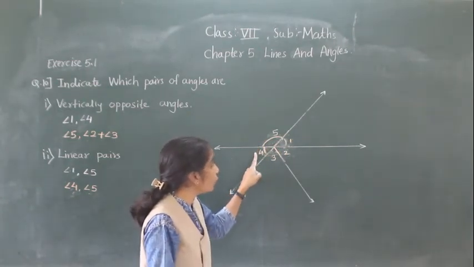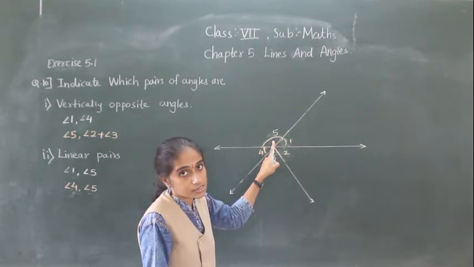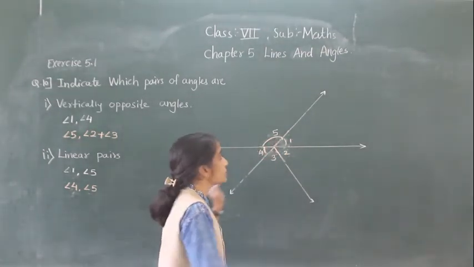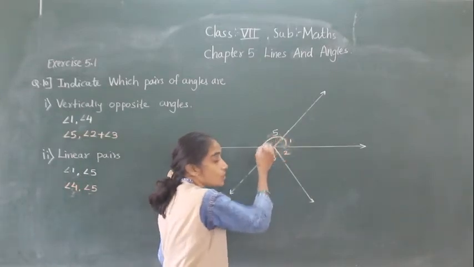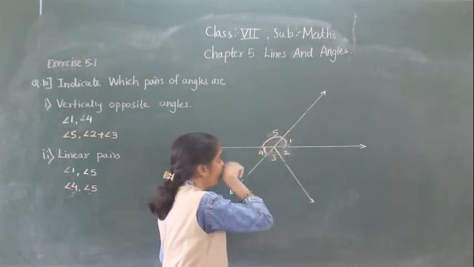See, angle 4 and angle 5 are supplementary angles, so these pairs are called linear pairs. Angle 1 and angle 5 are also supplementary, so these also form a linear pair.